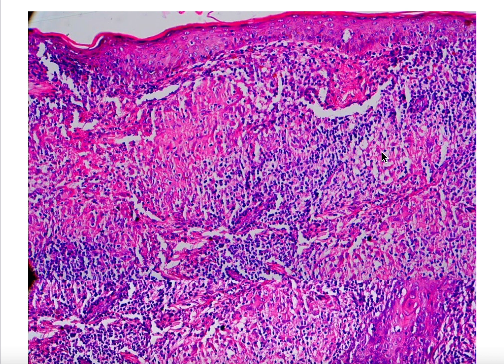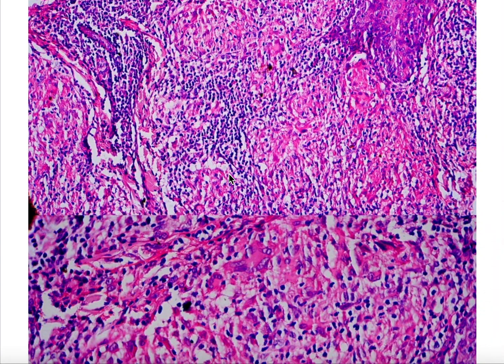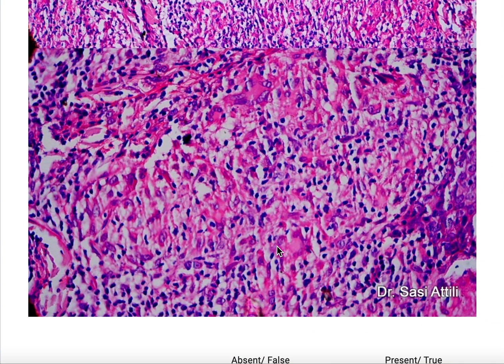You're now beginning to see a few giant cells here. This is one giant cell. This is a giant cell. This is a small giant cell. What you're also seeing on higher power is incipient interstitial necrosis, very subtle necrosis developing in the center of a granuloma. Now, this is not diagnostic of anything, to be honest.